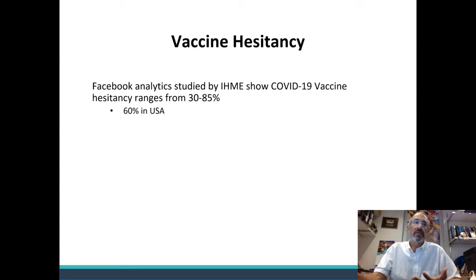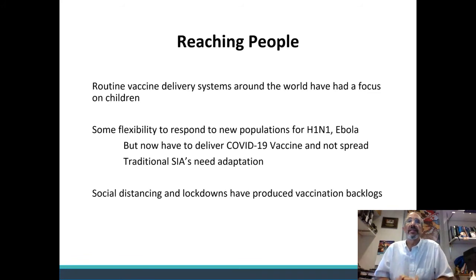Traditionally, if you're sitting in this course, you have probably come at vaccines with the view that vaccines are for children, because they are. Children are born with susceptibility to many of the diseases that adults have already encountered. So routine vaccine delivery systems have had a focus on childhood vaccinations. We've seen the flexibility of our vaccine delivery systems to reach adults, to reach new populations, as they've done in the H1N1 pandemic and in the Ebola pandemic. So there's a little bit of a difference, is that now with COVID-19, those traditional child-focused vaccine systems have to be safe and not spread COVID-19.